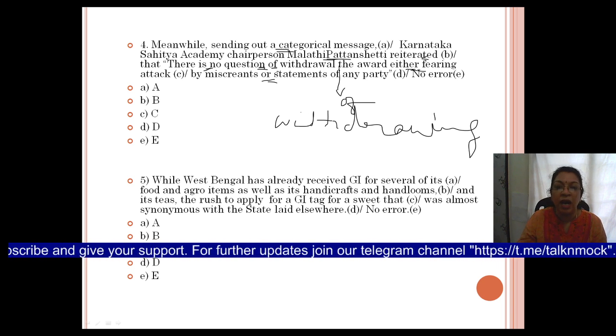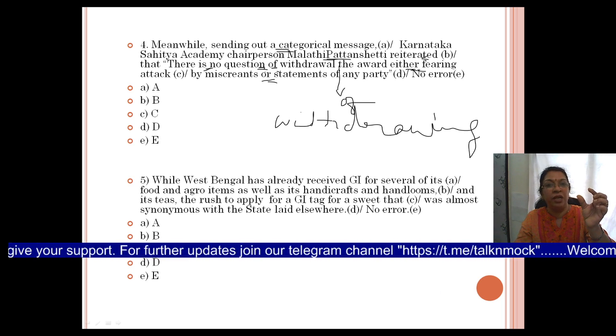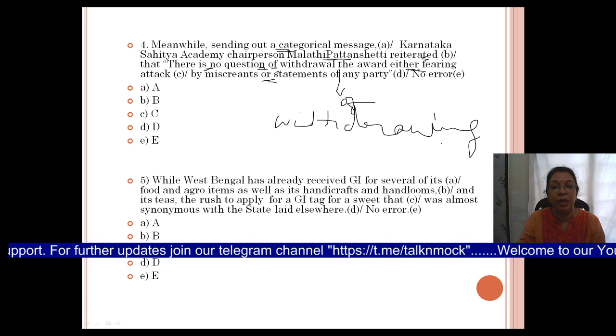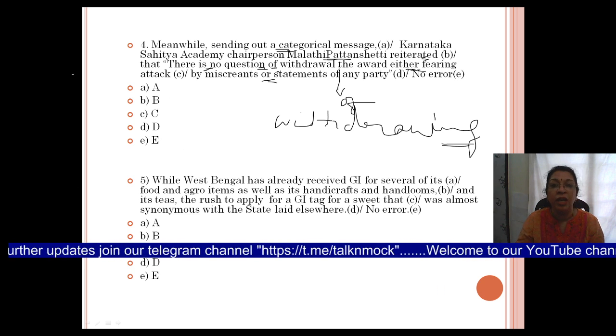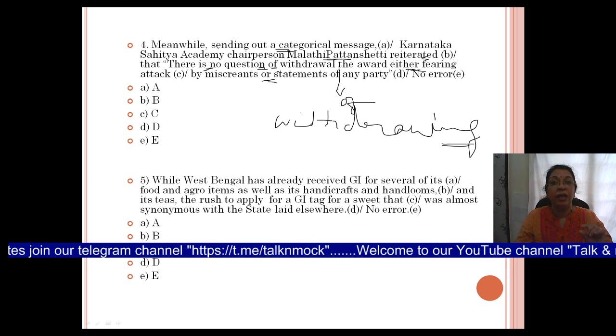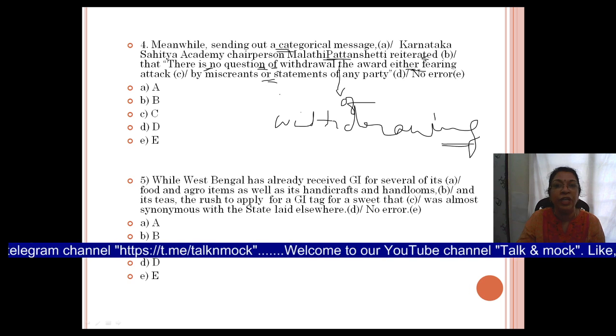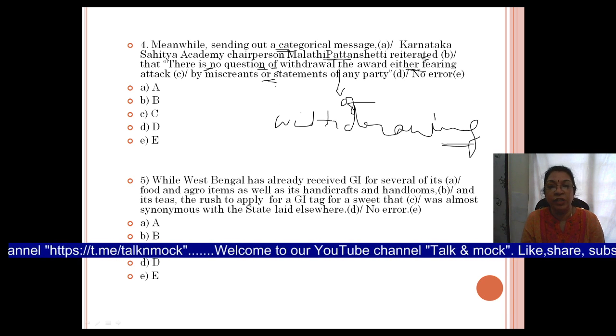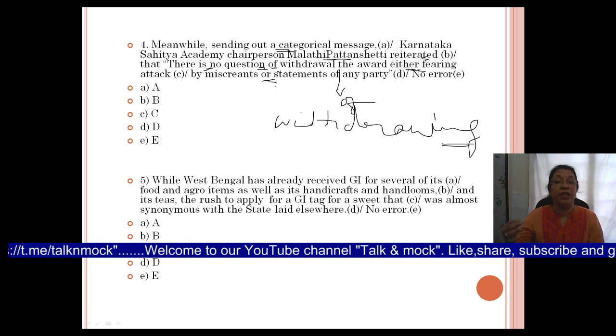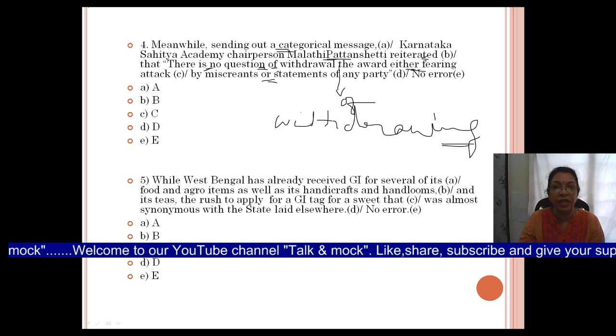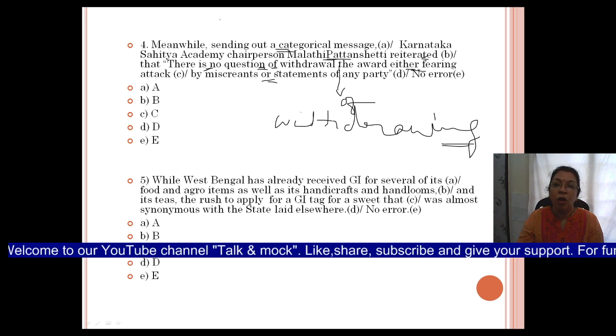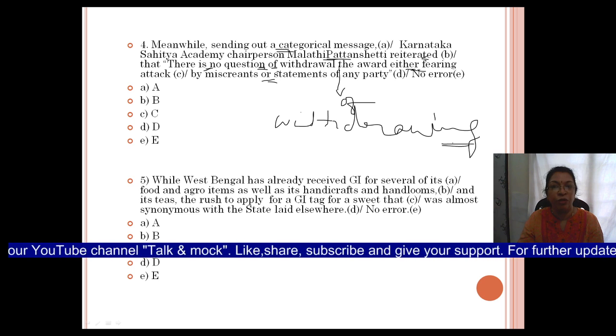See, because after a preposition, the verb should be in participle -ing form or it should be in a noun form. After noun you need of. Is that clear? So there is no question of withdrawing the award, either fearing attack by miscreants or statements of any party, no error.